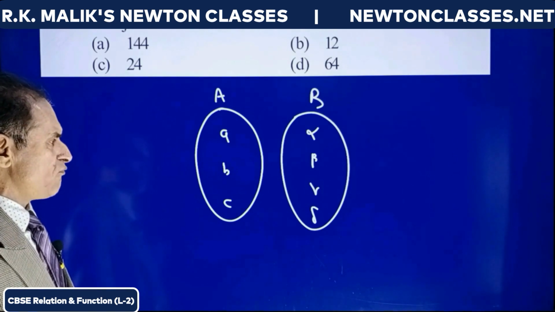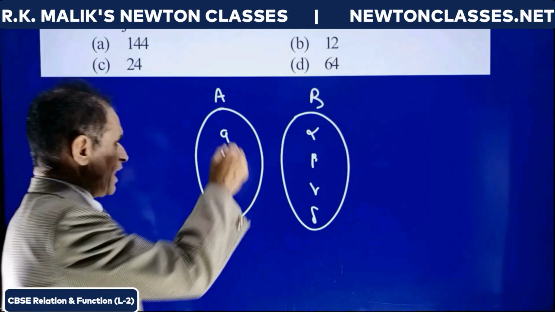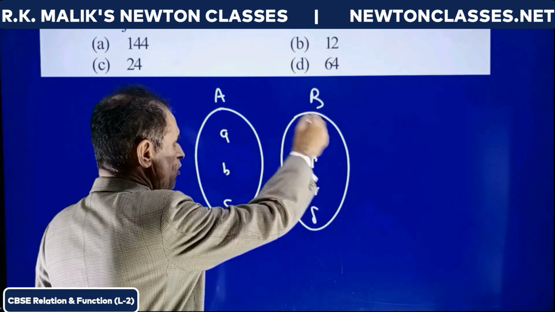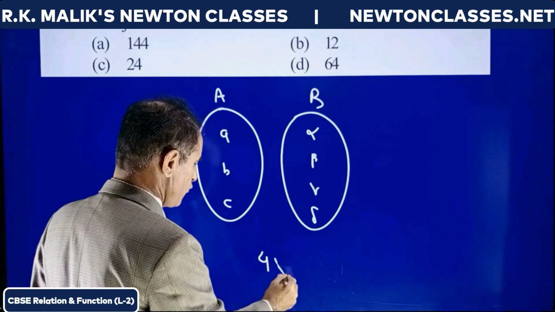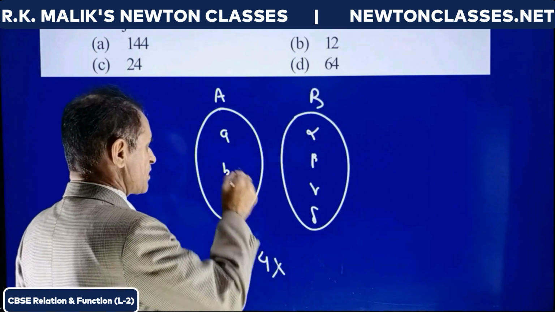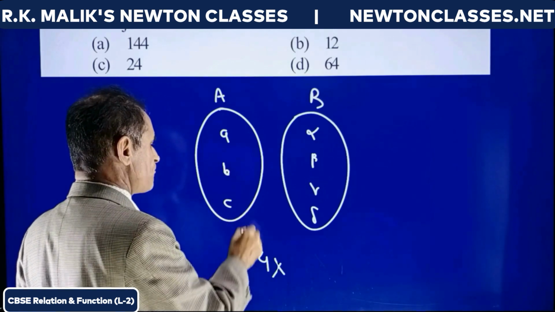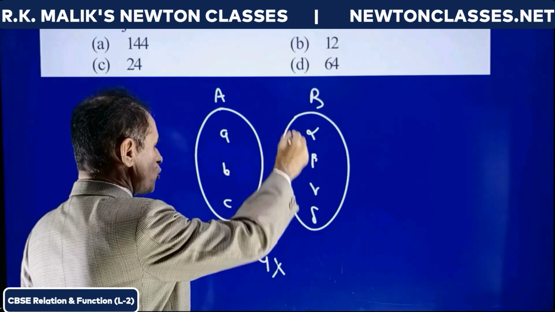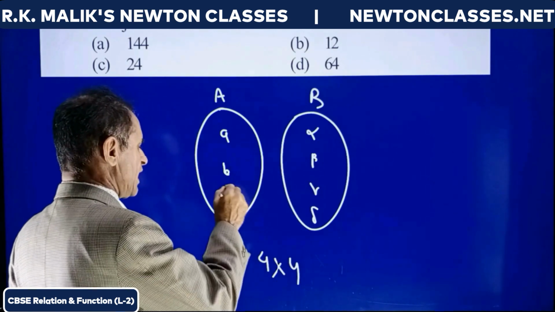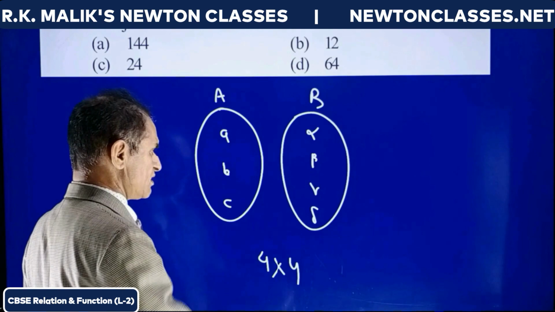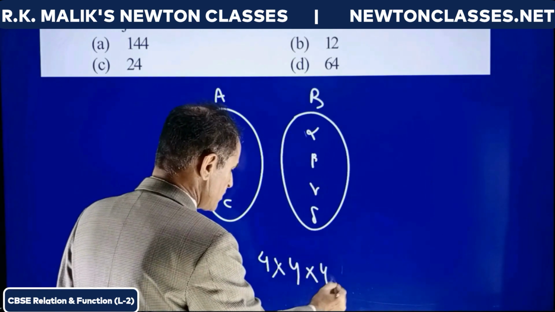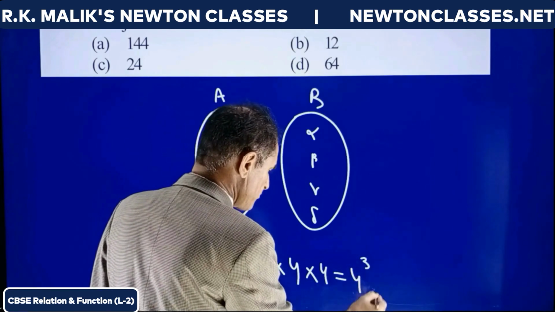Therefore, to find the number of functions, the arrow which will start from a can go to any of the 4 places. That is, for the first arrow there are 4 ways to go. The arrow which will start from b can again go to any of the 4 places, 4 ways. The arrow which will start from c can again go to any of the 4 places, so 4 into 4 into 4, that is 4 cube.